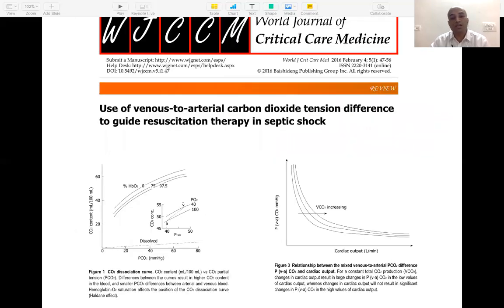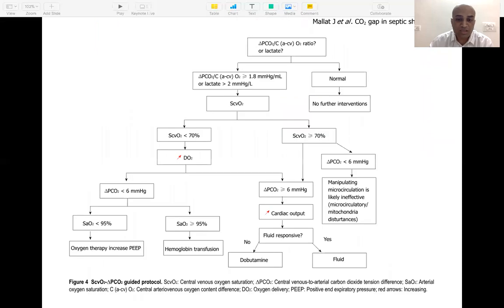Do we have any other modality? Yes, we also can try to assess the volume status of the patient from the venous to arterial carbon dioxide tension difference. We all know that the partial pressure of carbon dioxide is in a curvilinear relationship with the carbon dioxide content of the blood, and it is in an inverse relationship with the cardiac output. So if there is an increase in the delta PCO2, the gap between the arterial and the venous carbon dioxide, that indicates probably there is a poor cardiac output.